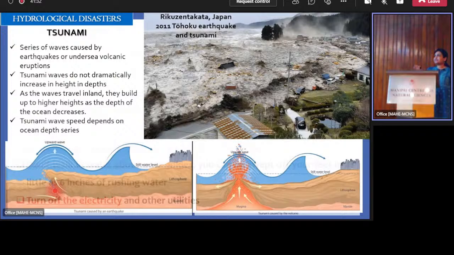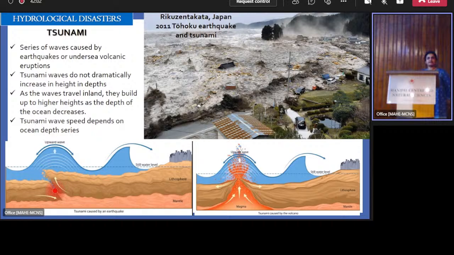Another most catastrophic hydrological disaster is the tsunami. It happens due to faulting under the sea during an earthquake, and another cause is magma eruption. I will give you both examples. This is one of the disasters, a tsunami in Tokyo, Japan. A tsunami wave depends on ocean depth. These waves do not reach a good height where they originate, but they are fast, and the height only increases as they go towards land.